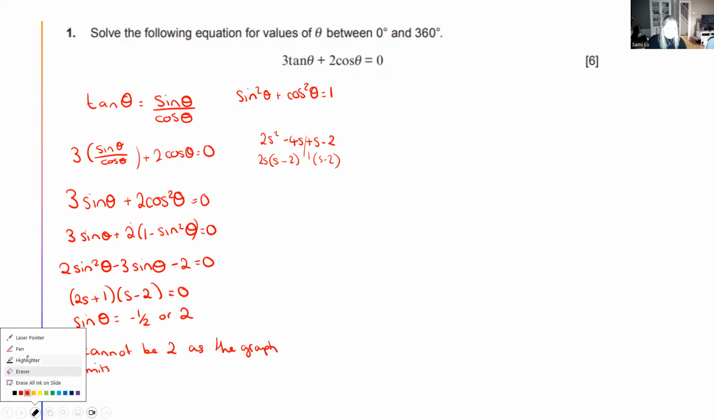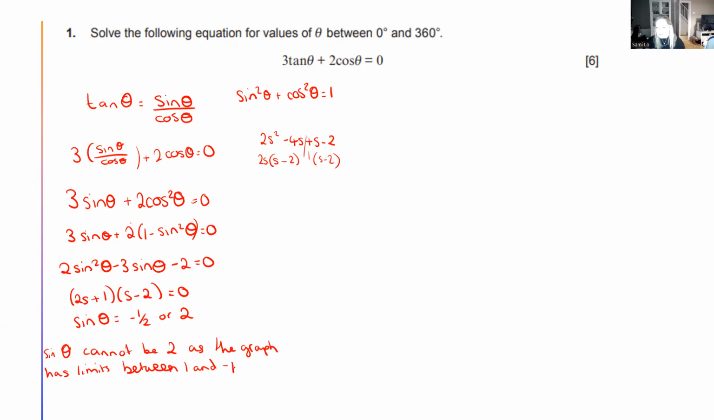Sine theta has limits between 1 and minus 1. Obviously, if it were 2 sine theta and that, then it would have changed. But in this case, it's between 1 and minus 1. Now, the other one we got is the minus half.